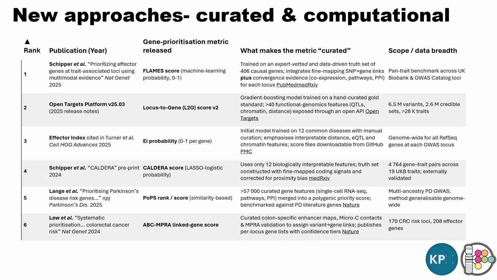Another thing, you've got new approaches, right? These are both curated and computational. Again, this is just a sampling of some you might be familiar with. Another one that came out from Shipper et al. is the Flame Score. I like the name, it's fantastic. But again, if you look through all these, they're doing something similar. They're using some of the same methods. They're all trying to get these lists.